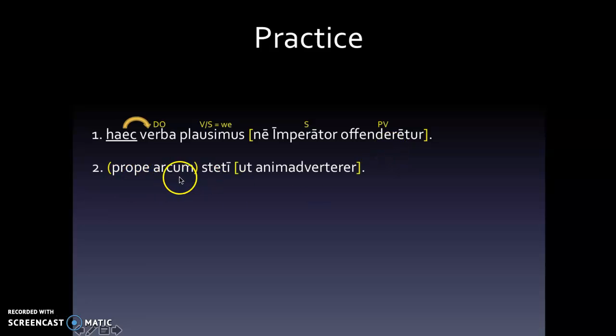All right, we've got a prep phrase here. We've got ut and a subjunctive, so it's a dependent clause. Steti is our verb. There's no nominative, but we know from this ending that the subject is I. Animadvertere is our passive verb. Also no nominative, but we know from this r ending here that I is the subject. So: I stood near the arch in order to be noticed.